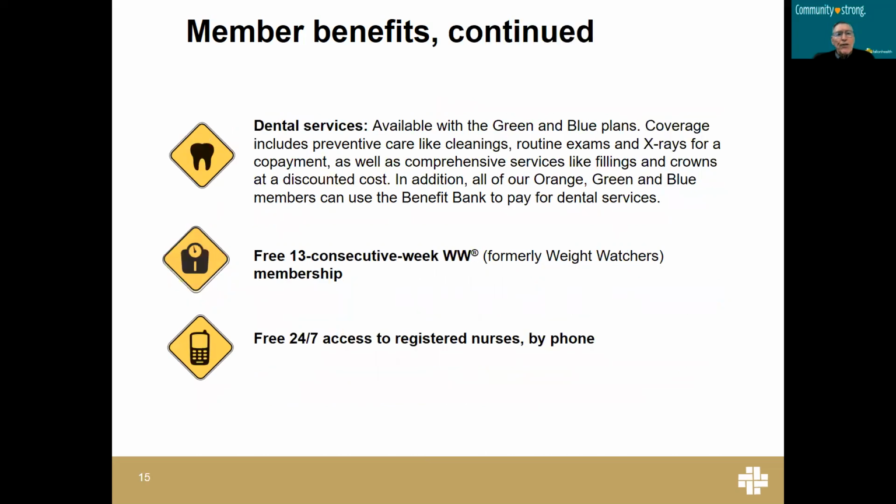Next are dental services. There are no dental services on the orange plan, but the green plan does include preventive services such as an exam, x-rays, and cleanings. And for a small copayment of $25 twice per year, you're eligible to have those basic services provided. And there is a comprehensive list of other items that you can utilize your benefit bank dollars for.